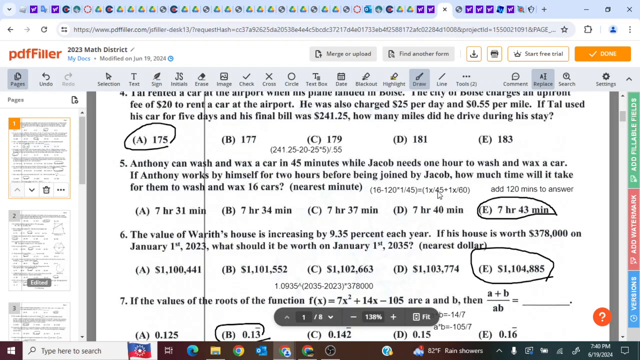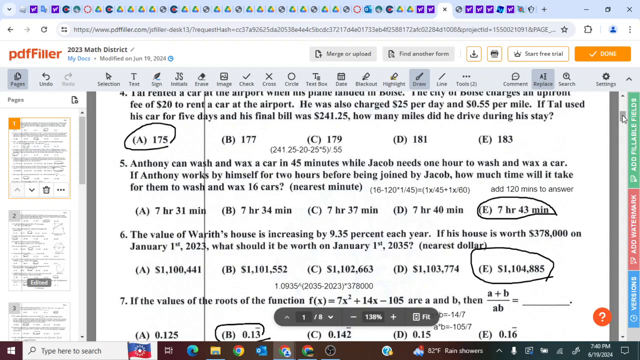Anthony's rate, like we mentioned, is 1 over 45, and Jacob's is 1 over 60. And those have to be multiplied by some amount of time to wash this number of cars over here. And if you do that, you'll get around 5 hours and 43 minutes worth. And then you have to add 120 minutes because this takes place after the 2 hours Anthony worked by himself.